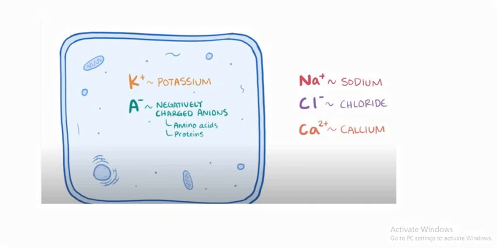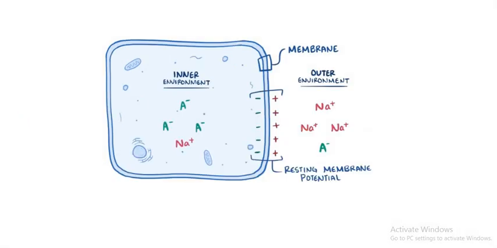Generally speaking, on the outer side of the neuron there are more sodium, chloride and calcium ions, and inside the cell membrane there is more potassium and negatively charged anions, which are generally made up of amino acids, proteins and also some phosphates. Because of that charge distribution, the outside of the membrane is positive and the inside of the membrane is negative. That is, on the outer side there is more sodium and inside there are more negatively charged anions, which creates the resting membrane potential.